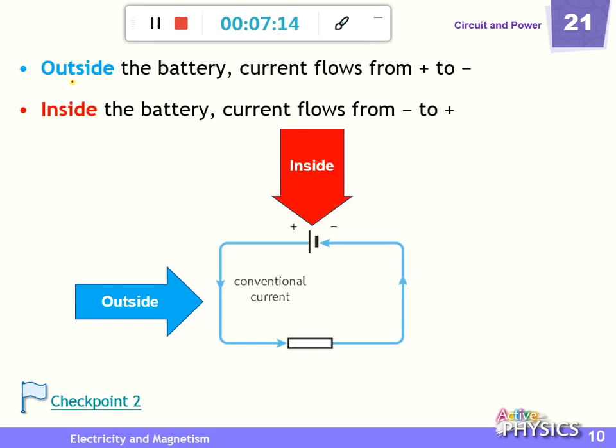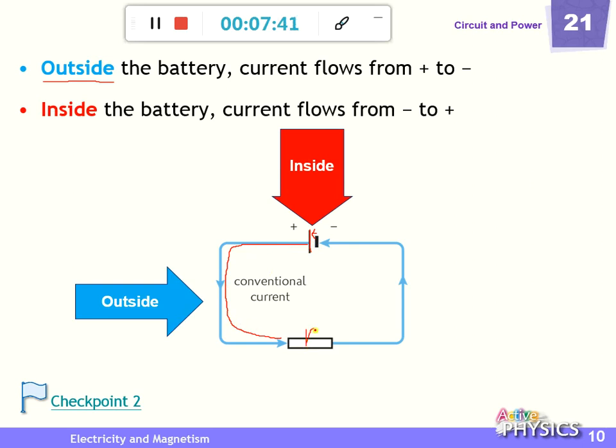Now look at this, and also the current direction should be focused on outside the battery. The blue line is the outside case. Outside it should be from positive to negative, but inside it should be from negative to positive. What is the difference between them?